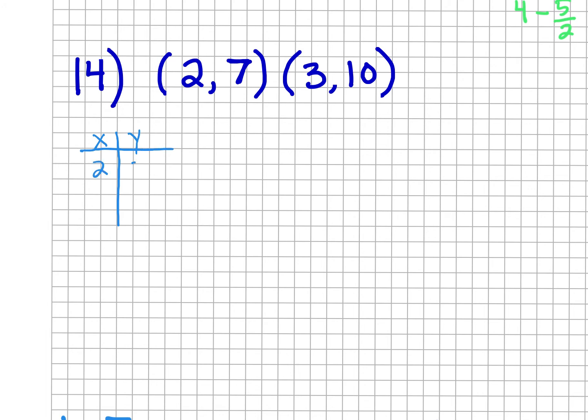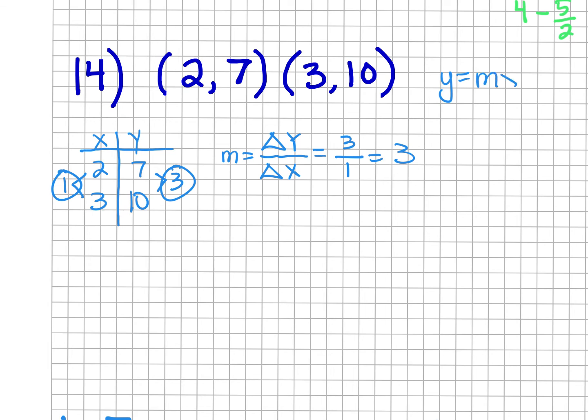And I have 2, 7, and 3, 10. Okay, so the change in y is 3. The change in x is 1. So my slope, m, is the change in y divided by the change in x. The change in y here was 3, the change in x was 1. So my slope is 3. Okay, great. I'm trying to figure out y equals mx plus b, and I know my m is already 3. So my equation is going to be y equals 3x plus b.